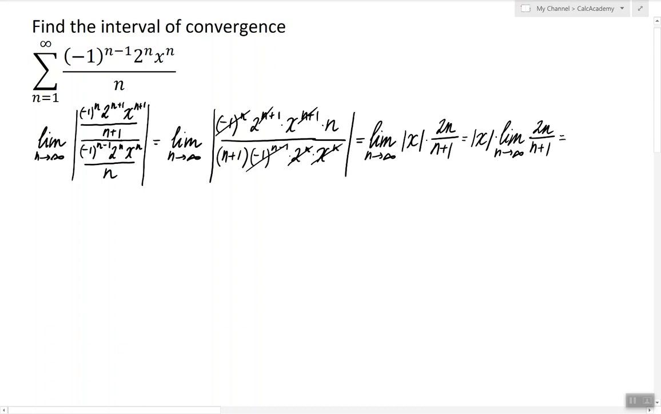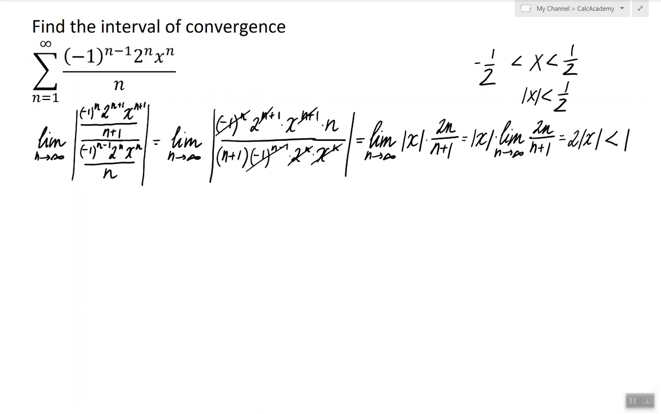is just 2. So what we have is 2 absolute value of x, and in order for the series to converge, the limit of the ratio must be less than 1. So this gives us a simple compound inequality. So absolute value of x must be less than 1/2, and solving it gives us the following solution. So x must be between -1/2 and +1/2. That means for all x values between -1/2 and 1/2, this given power series converges.